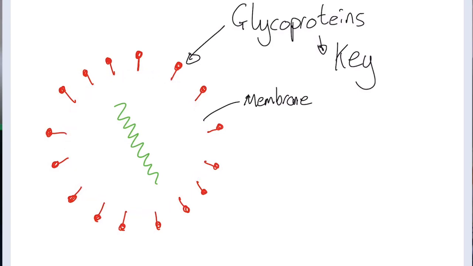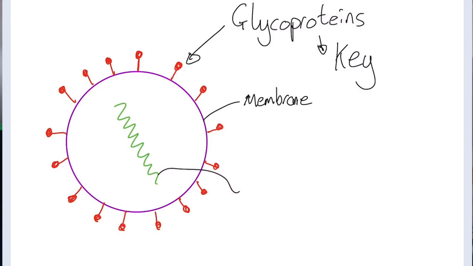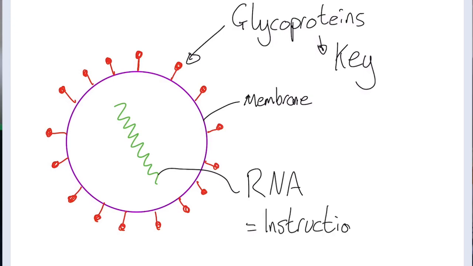This green wiggly line here, this is something called RNA, or ribonucleic acid. Okay, and I want you to think about this as being a bit like an instruction manual. So this contains all the information that the virus needs to make itself. It's like an instruction book on how to build a virus.